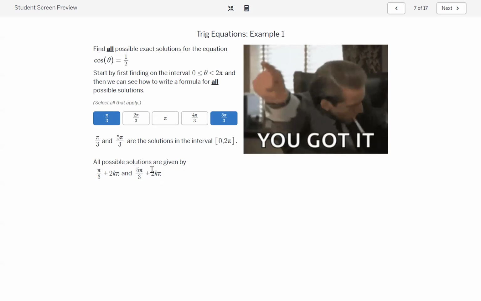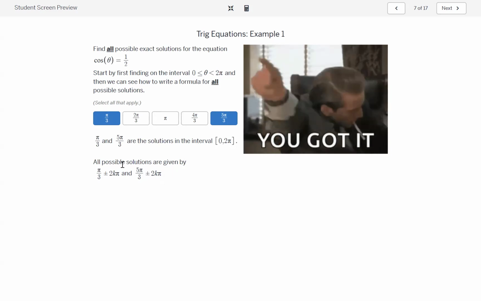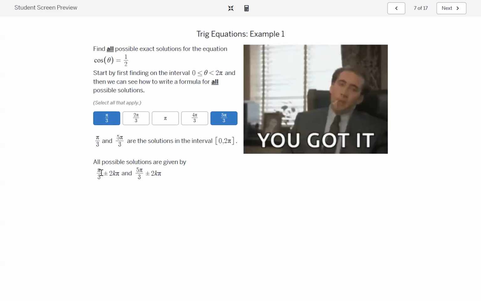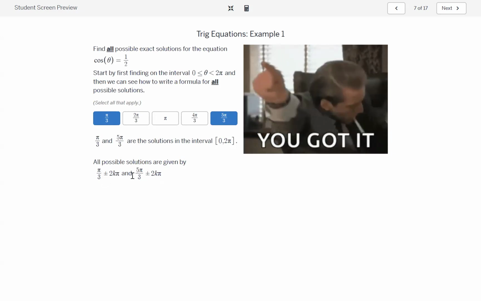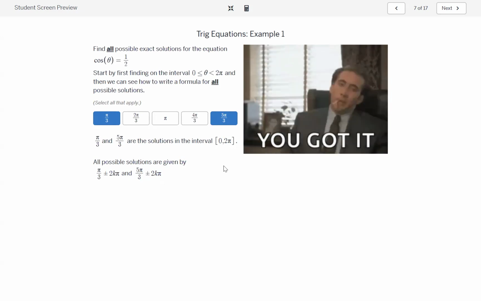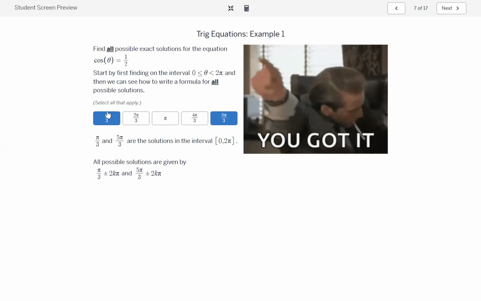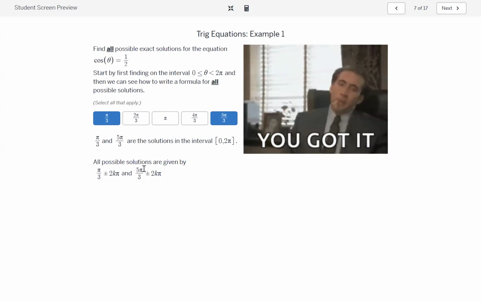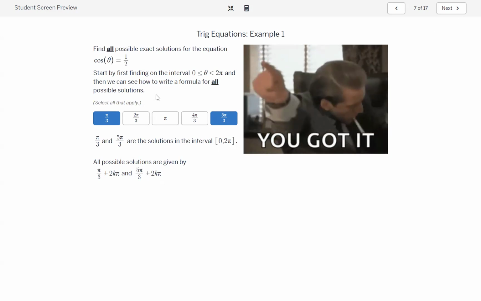And then all the solutions, and I have no way to stop the animation, are pi over 3 plus 2 pi k and 5 pi over 3 plus 2 pi k. So we find the numbers off the unit circle, and then we write plus 2 pi k. So anytime we do that translation from the unit circle to writing down a number, we're going to put plus 2 pi k with it.